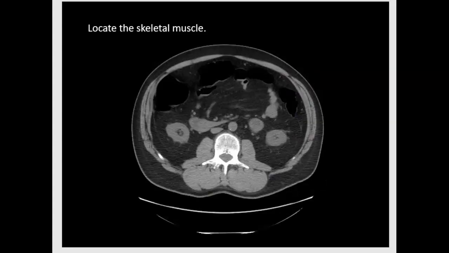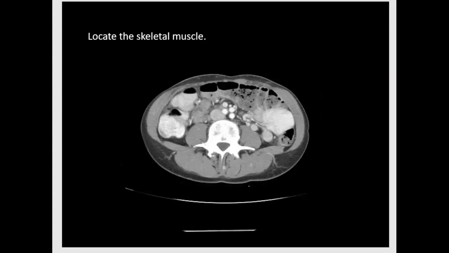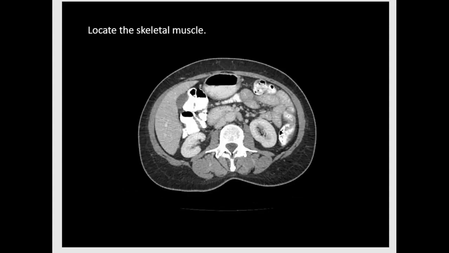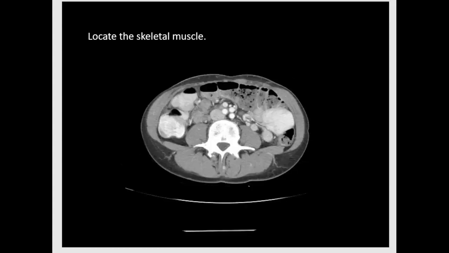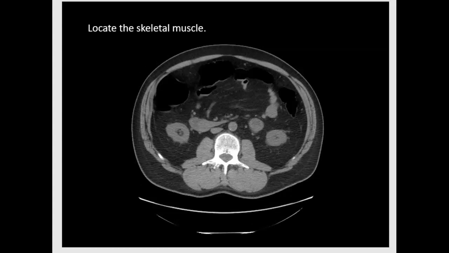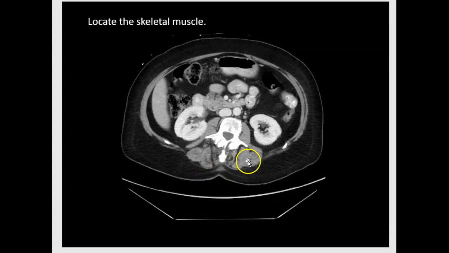If you notice from image to image, there's a lot of differences, a lot of variation. So the more you look at images, the more you practice, the easier it'll be to identify the different things that you're looking for, especially skeletal muscle.